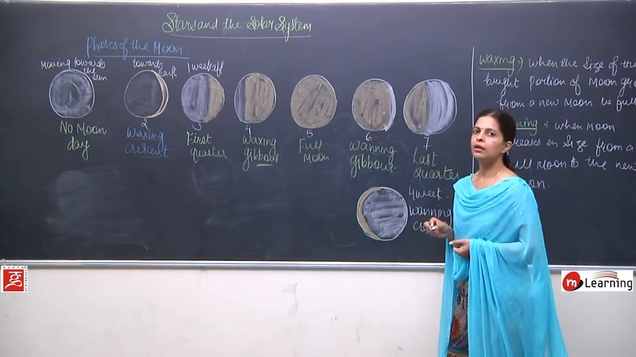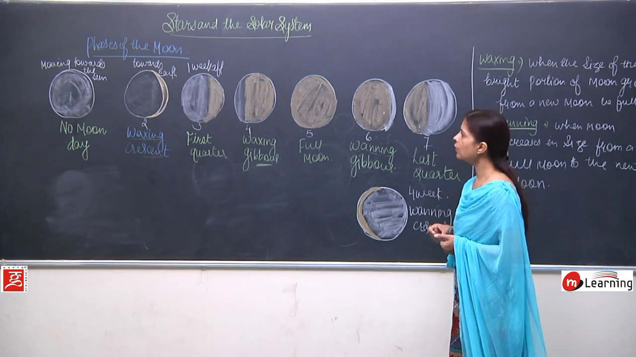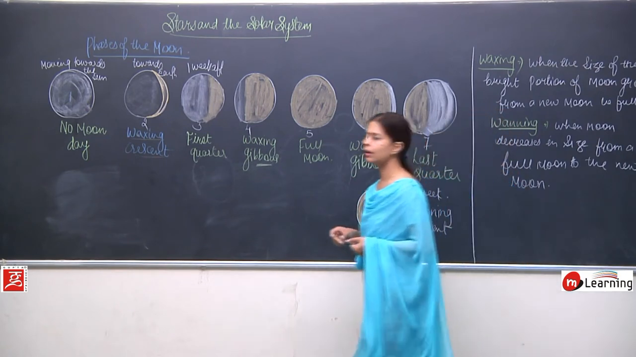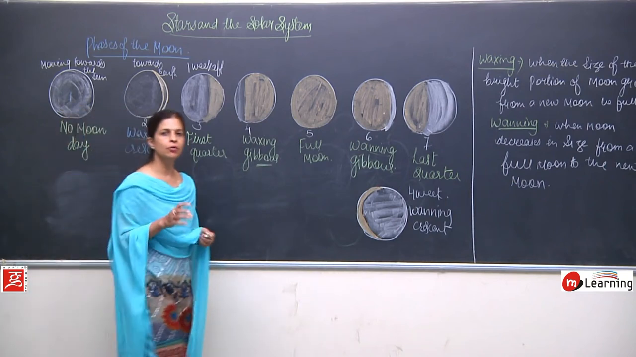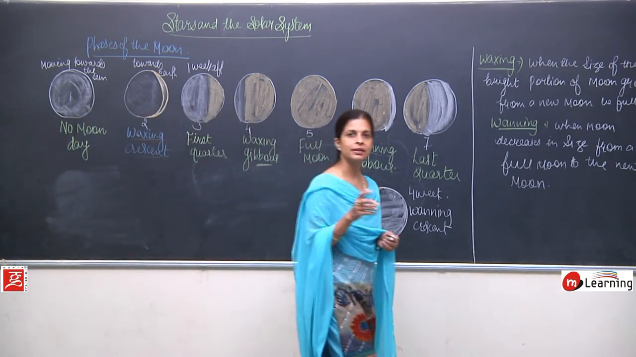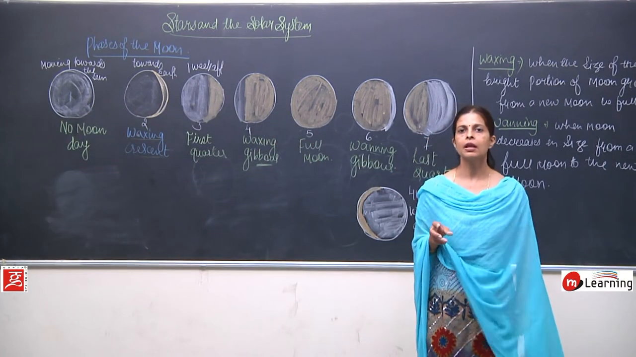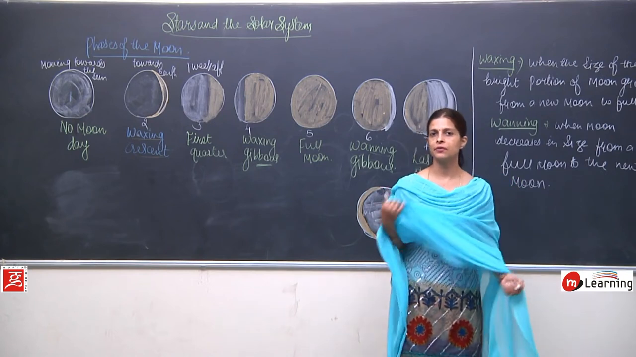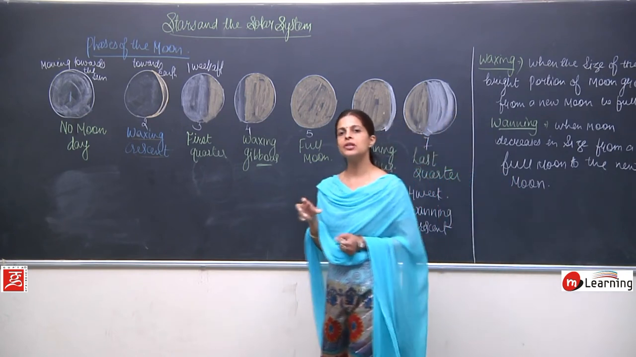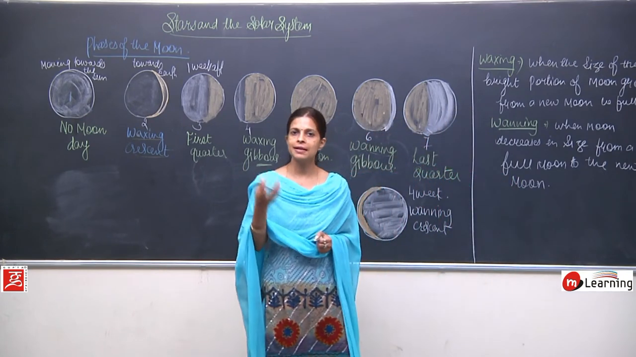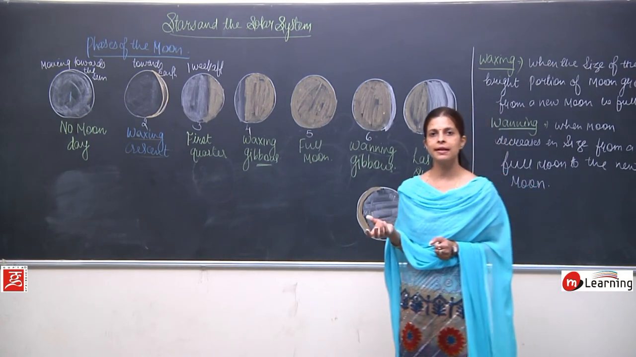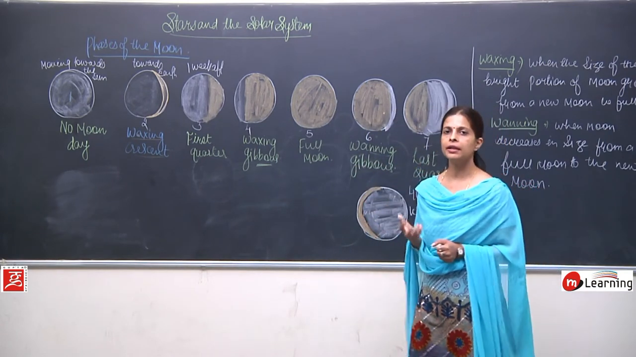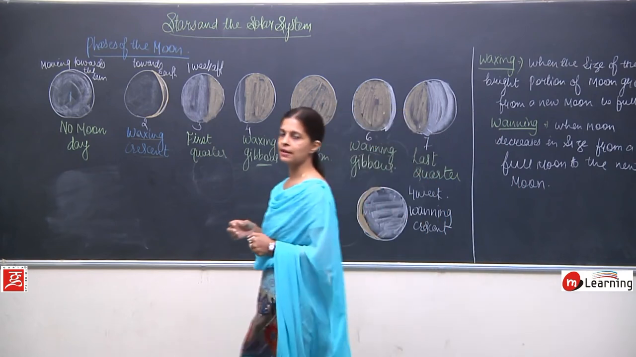Now we'll try to understand all these phases of the moon again properly. First of all, we know that the moon is a bright object in the sky, but it keeps on changing its phases, its size. But does the moon actually change its size? Can Earth change its size? No. Similarly, the moon is not changing its size.